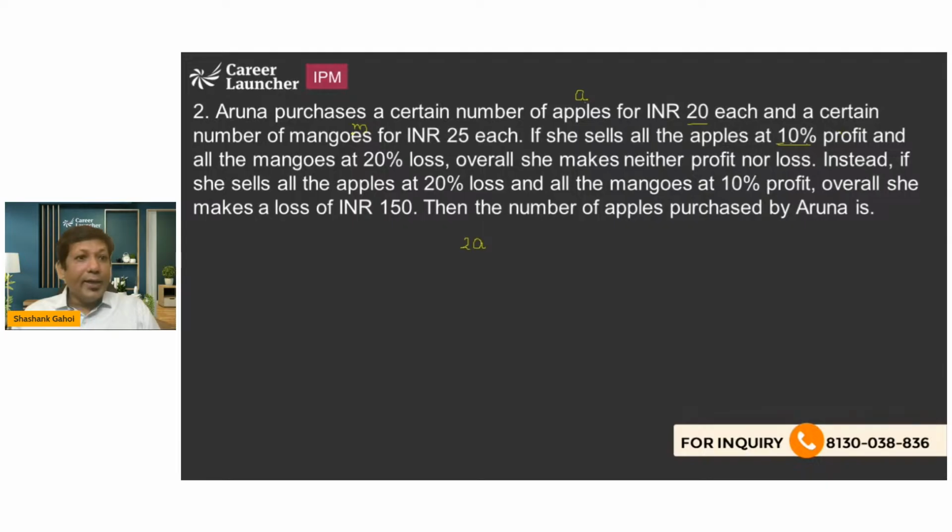Okay, and mangoes at 20% loss. Okay, so the cost price of mangoes is 25. 20% is going to be 5 rupees. 20%, I can say it is 1 by 5. So 20% is 5 rupees. At every mango, she is losing 5 rupees. So what is the overall loss? That is going to be 5M. Now, in that case, total profit plus total loss, loss is definitely going to be negative, and in that case she is not making any money, so that is equal to 0. So I am going to say 2A is equal to 5M.